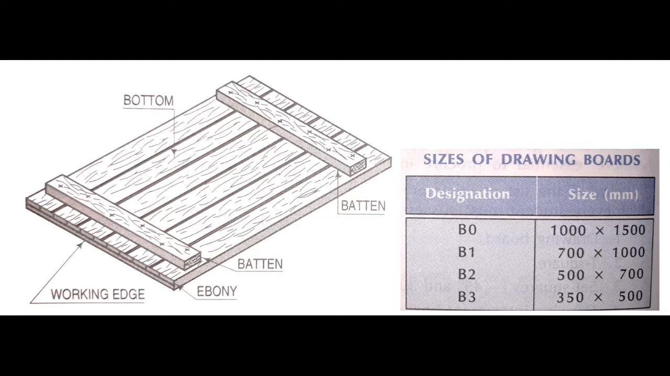Normally in our practice we use 4 standards of drawing board sizes. B0, the size of the board is 1000 mm by 1500 mm. Suppose we take B1, 700 mm by 1000 mm. B2, 500 mm by 700 mm. And B3, 350 mm by 500 mm. According to the manufacturer, the thickness varies from 25 mm to 15 mm. Normally, we use a 25 mm thickness board.